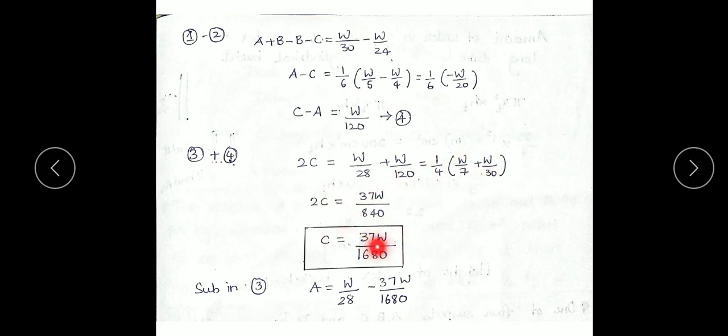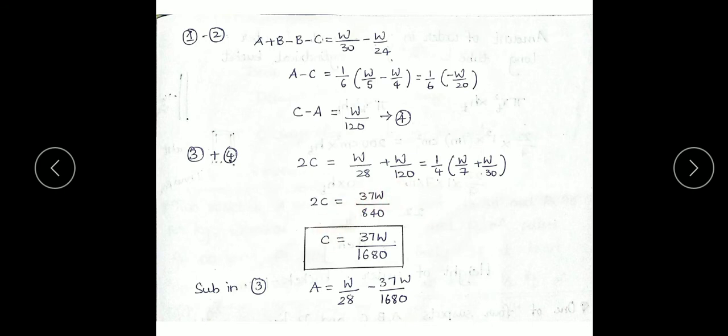So I'm sending this 2 to this side. 2 into 840 is nothing but 1680. So C is nothing but 37w by 1680. That means for one day C can do 37 by 1680th part of work. Out of 1680 parts, C can do only 37 parts of work. That means 37 by 1680 is the fraction of the work C can do for one day. So we have got this.